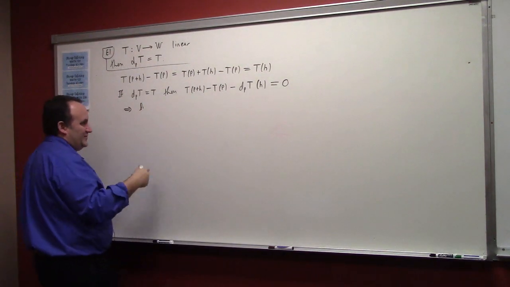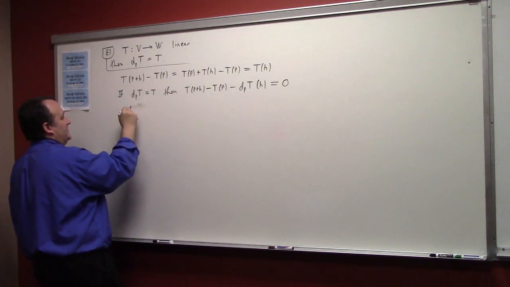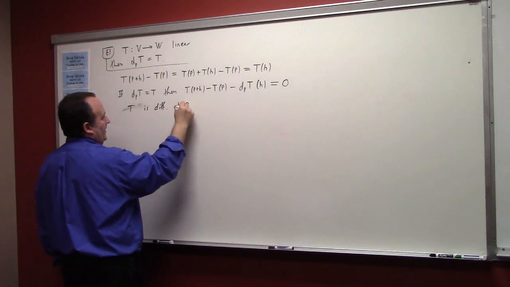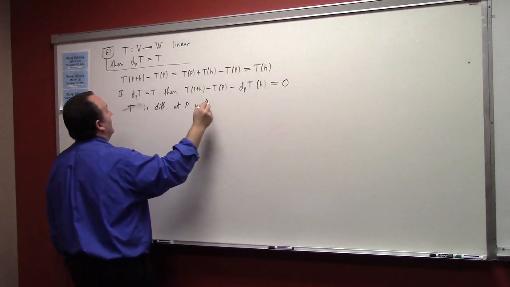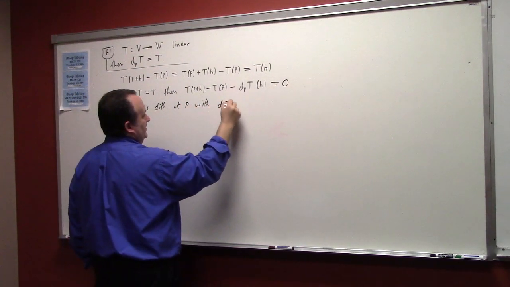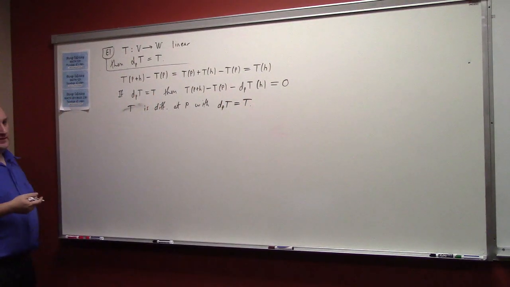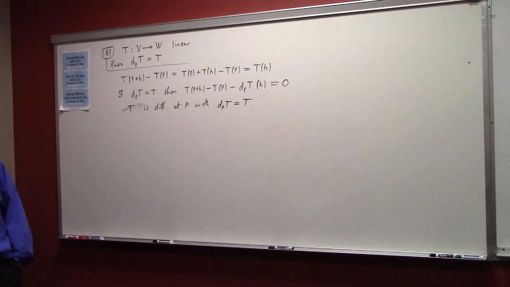Well, let me not even write it down. So t is differentiable at p with the differential just the mapping itself. So that's one thing. I sometimes forget to mention this, but it should be mentioned, right?